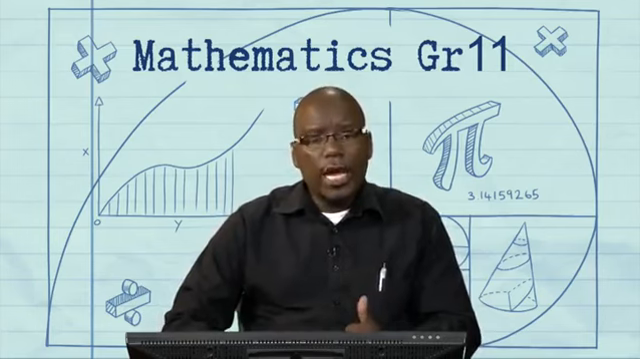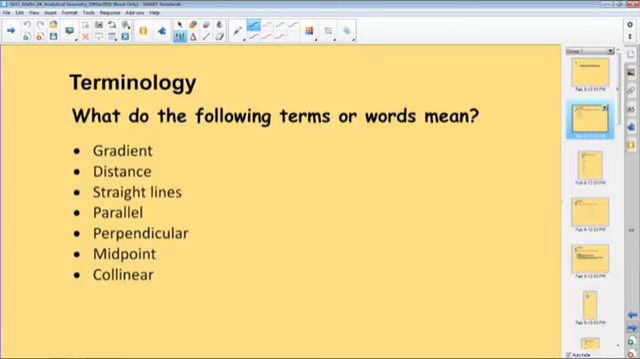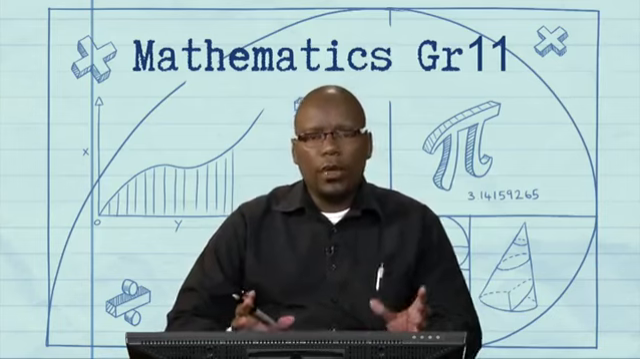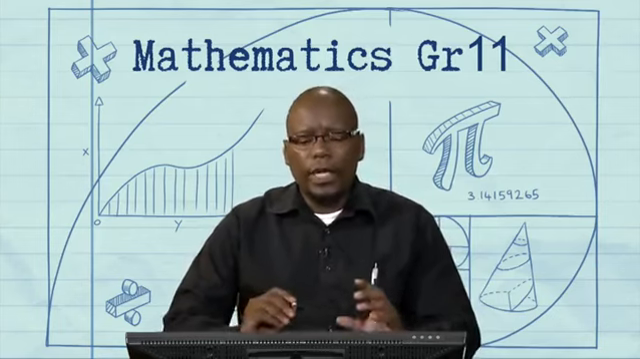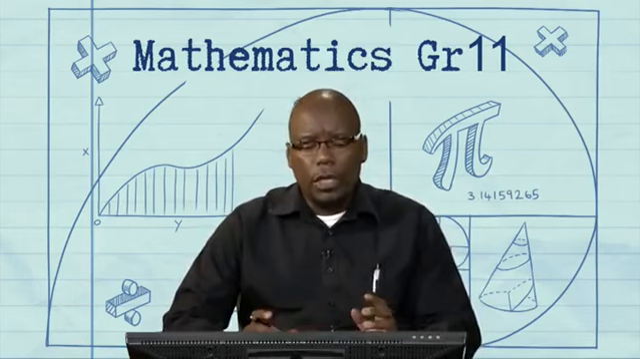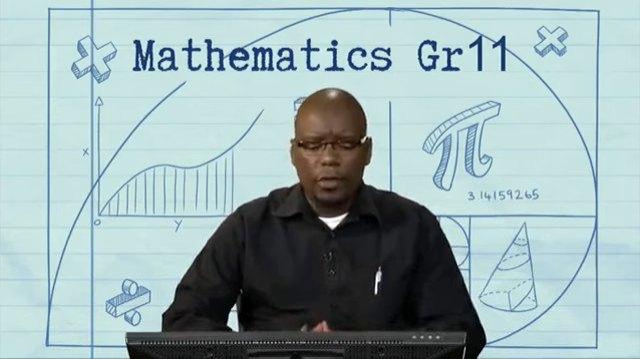What I want us to look at today, on terminology, is what the following terms or words mean: gradient, distance, straight lines, parallel lines, perpendicular lines, midpoint, and collinear. I'm going to give you 2 minutes to work out, roughly, a definition of each word, or just give an example of that particular word. So take 2 minutes and look at these words.